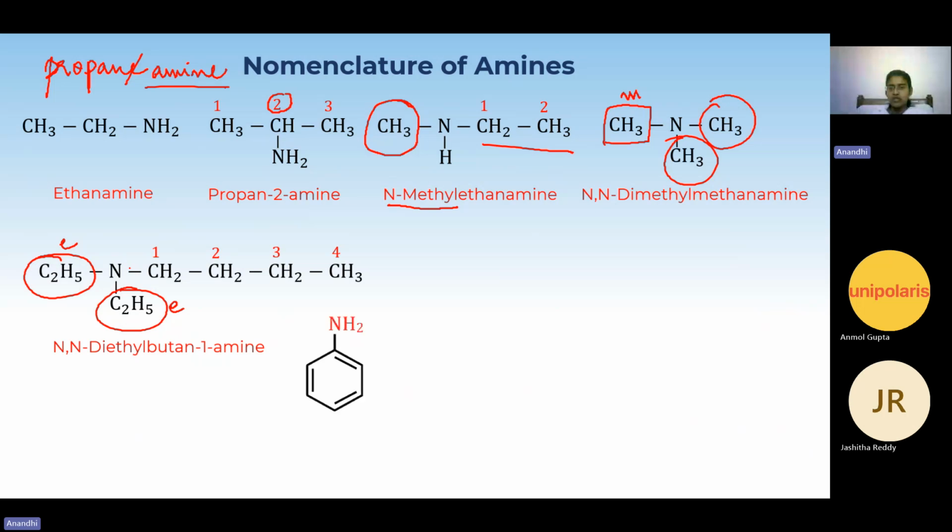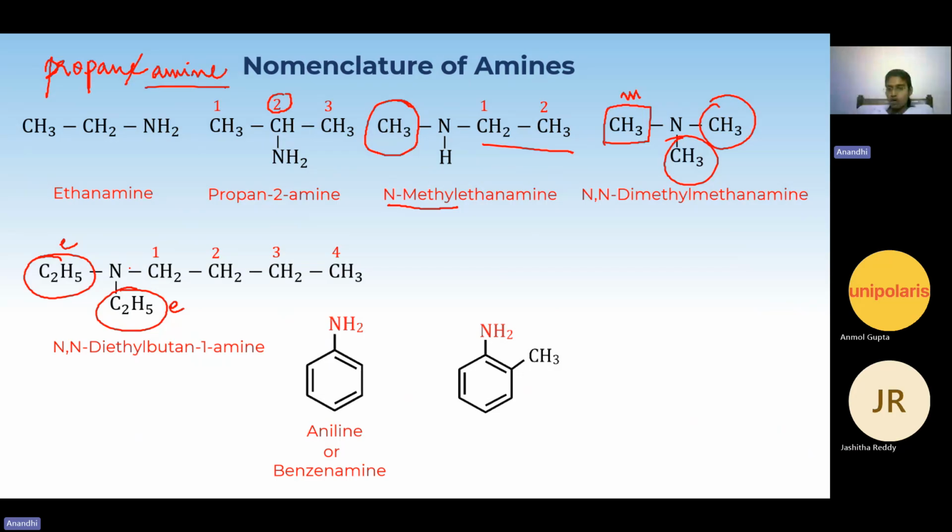So now the name of this aromatic amine is aniline. I told you the IUPAC name is also called aniline, but you can also call this benzene amine. And here, the common name is orthotoluidine.